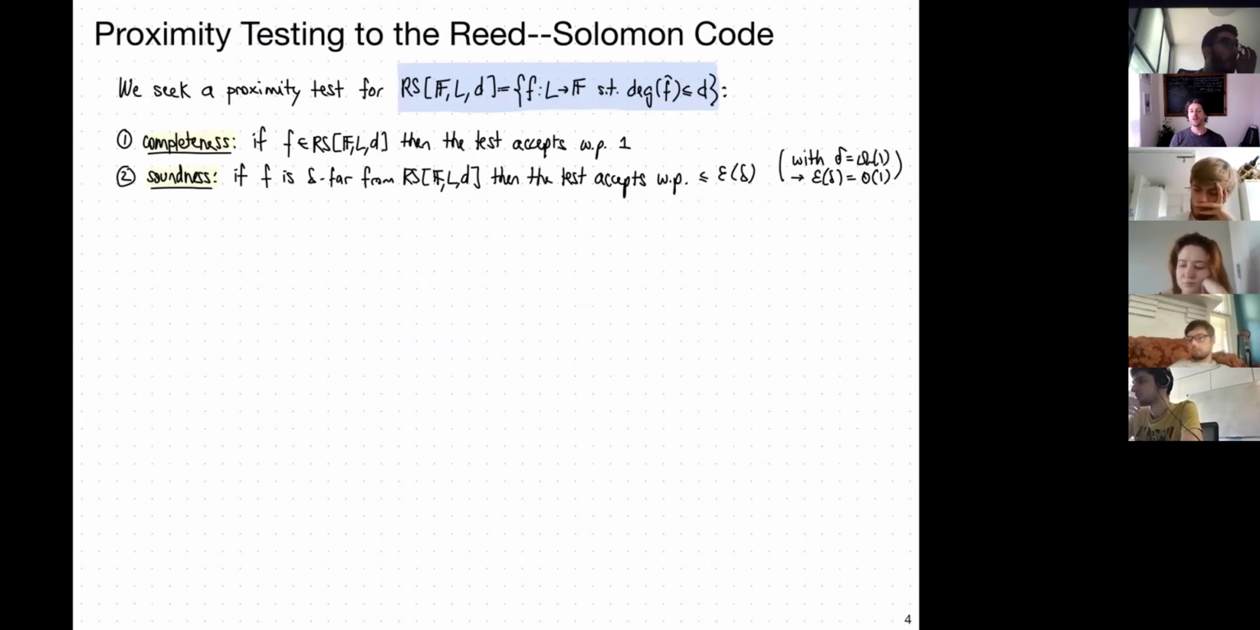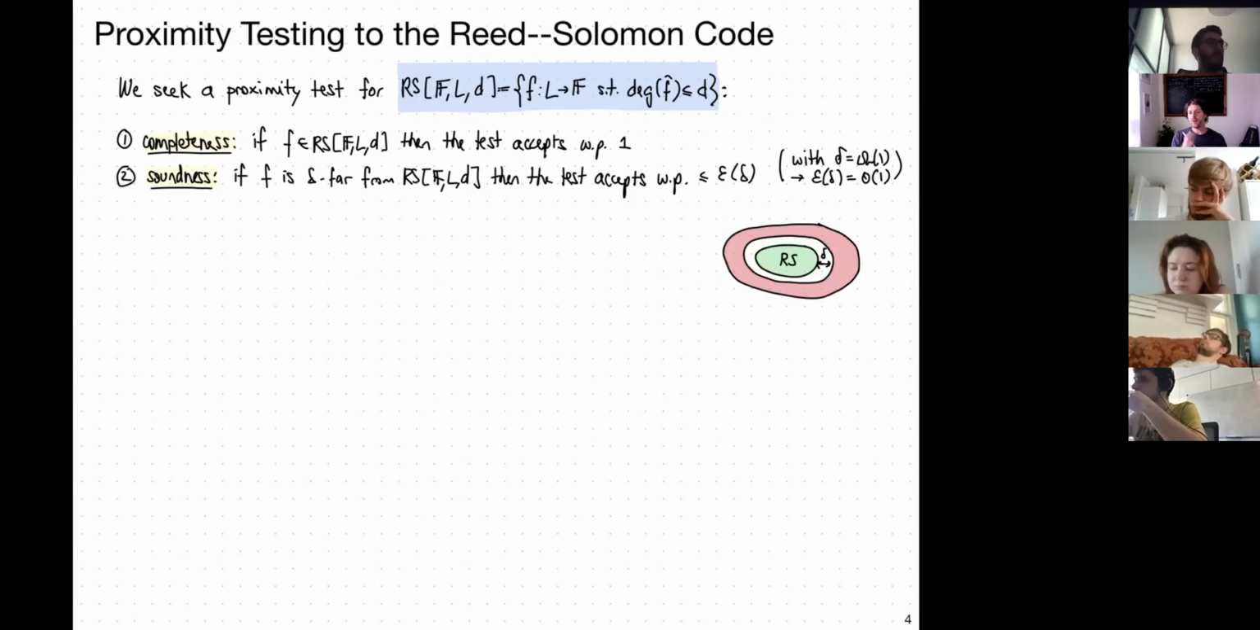For example, a good thing to say is if we have a function which is constant far, maybe 1/10 far from Reed-Solomon, then we'll reject with some constant probability. And I think that by now you're probably well versed in this formulation, so we can see this picture where you want to accept things in Reed-Solomon and want to reject things which are far from it.